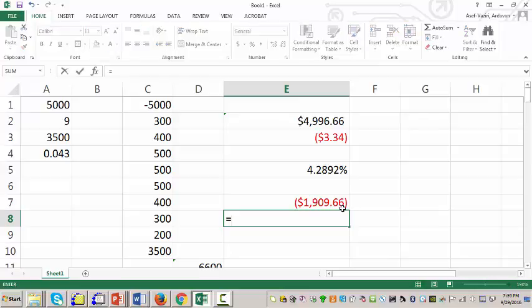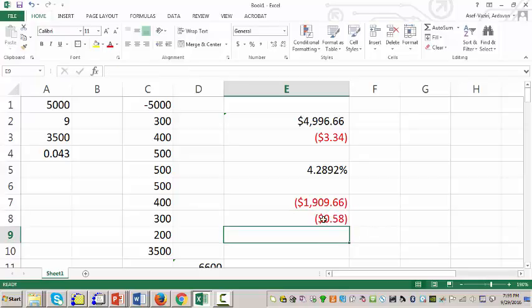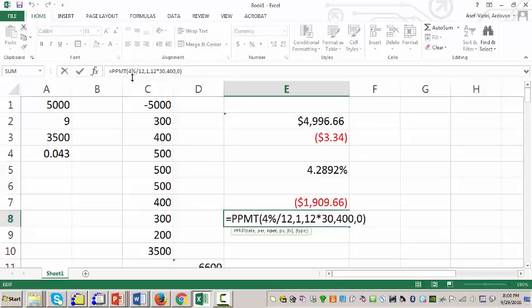Then in that case, I type PPMT. PPMT, interest rate 4% over 12 months, number of periods. In the first period, I want to know how much principal I pay, number of periods 12 times 30, and initial loan $400,000. Therefore, oops, I made a mistake. 4%, 12 times 400,000.